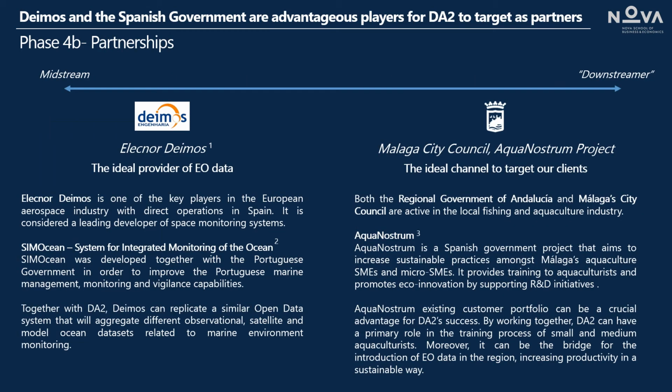And this is our key partners. Deimos and the Spanish government are advantageous players for the DA2 to target as partners. Elecnor Deimos is our ideal provider of EO data. Elecnor Deimos is one of the key players in the European aerospace industry with direct operations in Spain. It is considered a leading developer of space monitoring systems.